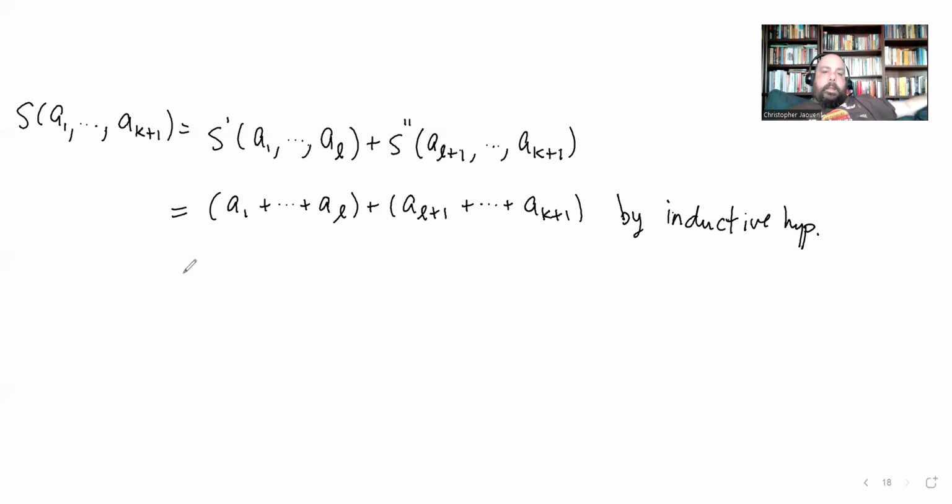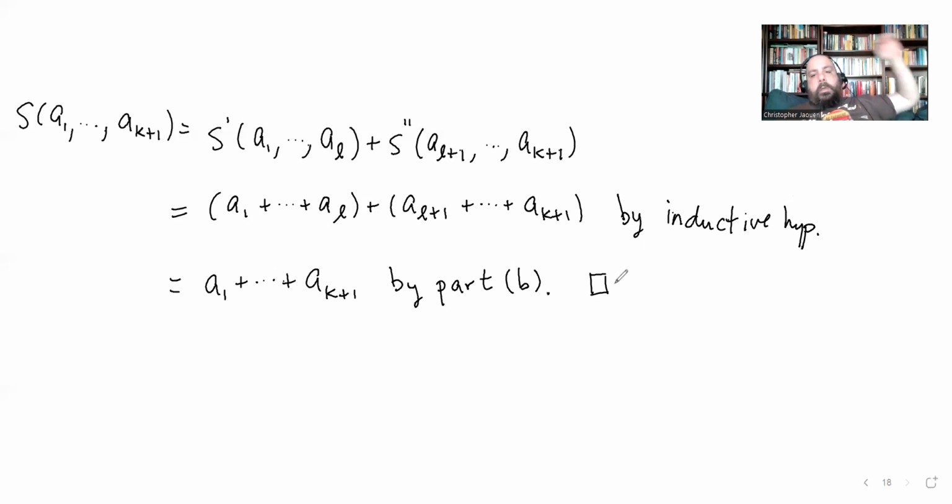All right. And each of these, these two sums here, A1 plus ... plus AK plus 1, by part B. And that proves the third part. Okay, so all three of those parts are proved now.